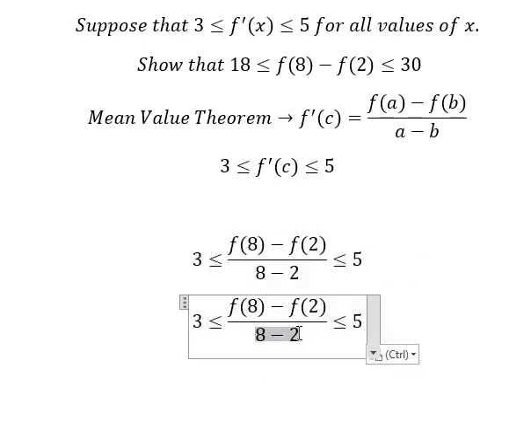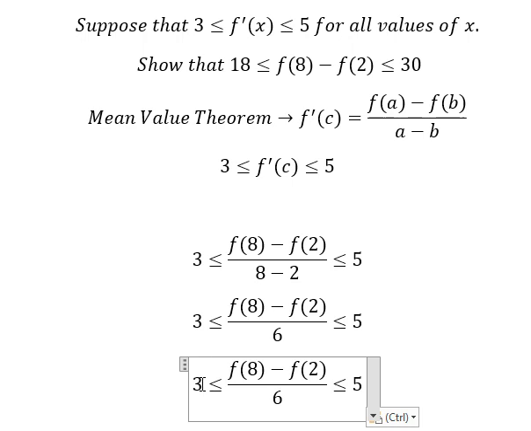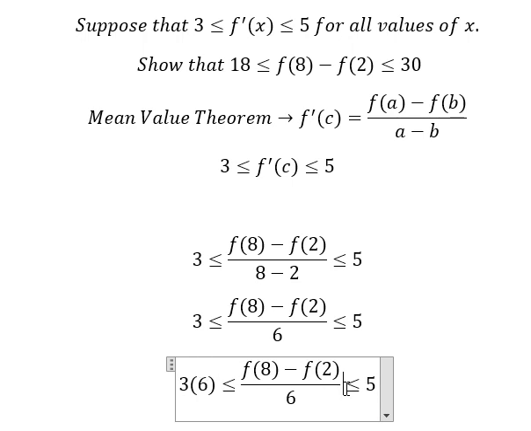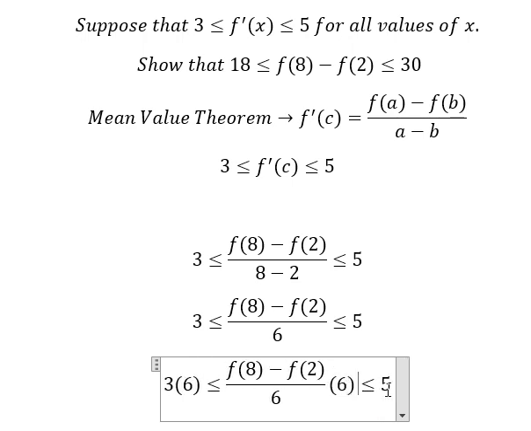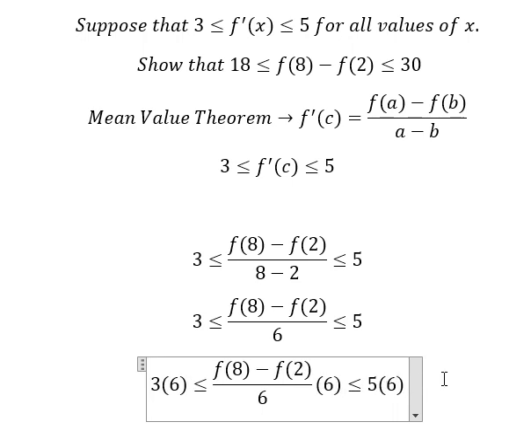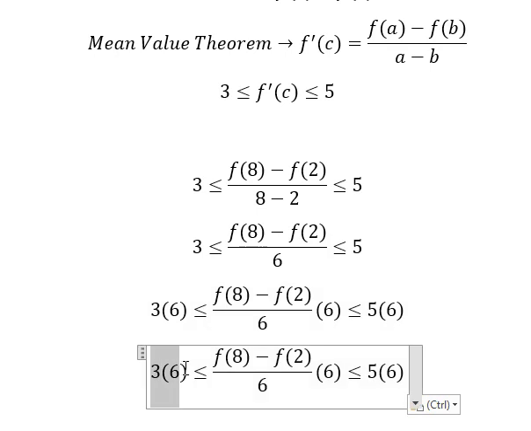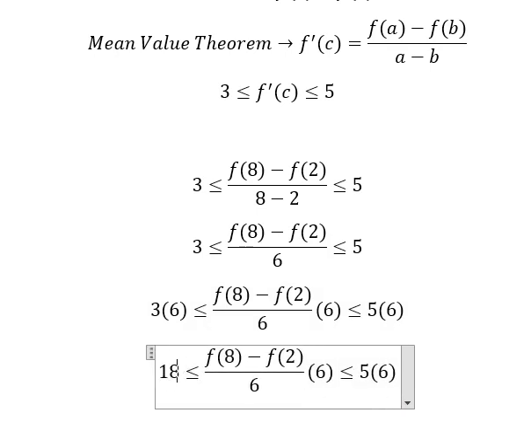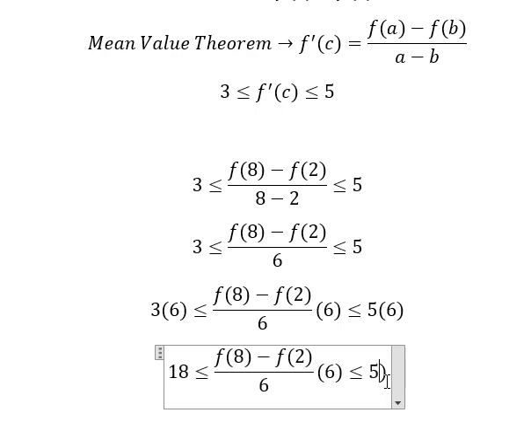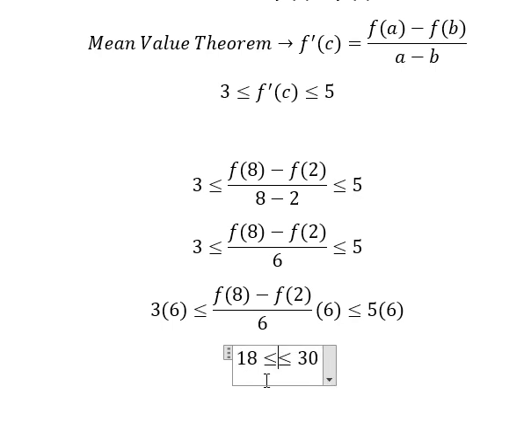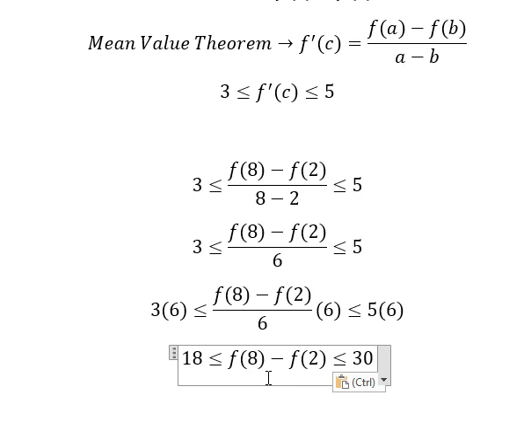So A minus number 2, we have number 6. Now we multiply both sides by number 6. This one we have 18. This one we have 30. And that is the final answer.